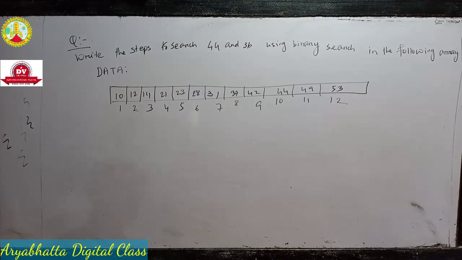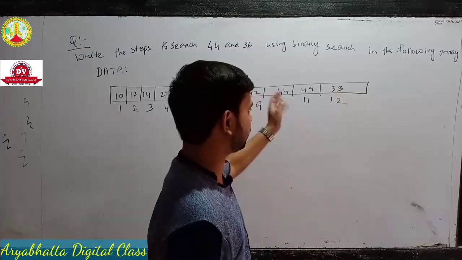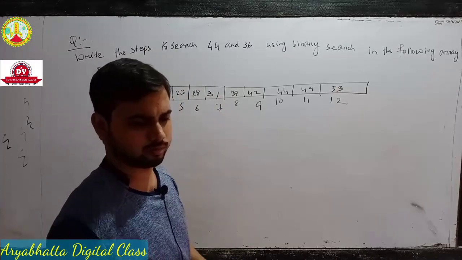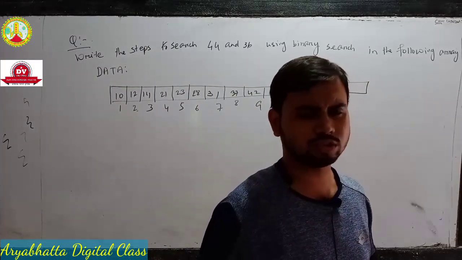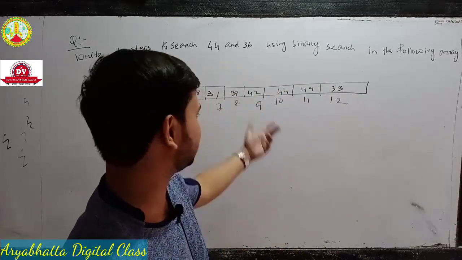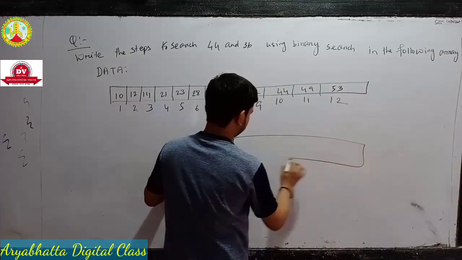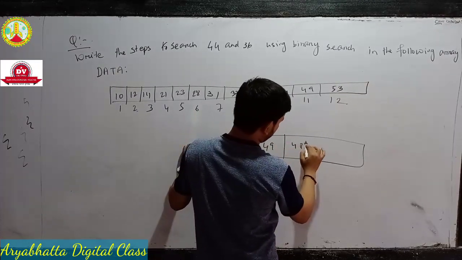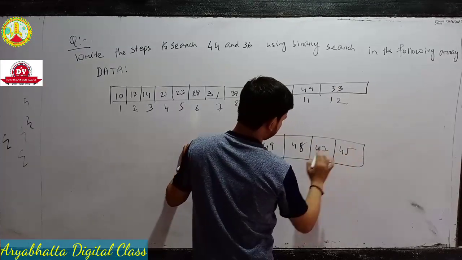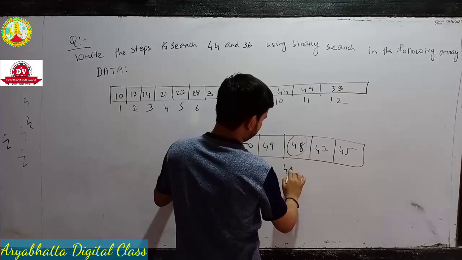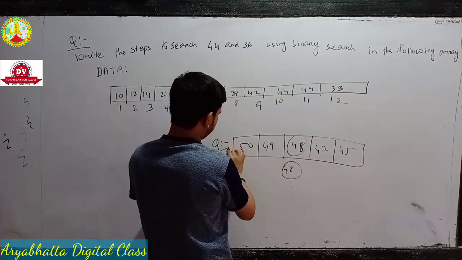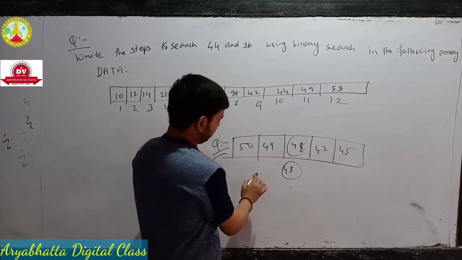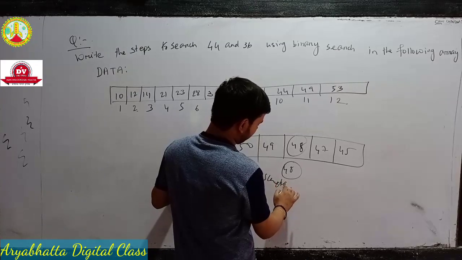You just first of all see the array. In questions, suppose this question is not coming exactly. Any other question may come in the exam. Suppose this type of array comes: 50, 49, 48, 47, 45, and you write the steps to search 48. Then what will you do? You cannot use this formula here because this is descending order. Then your formula will be different.